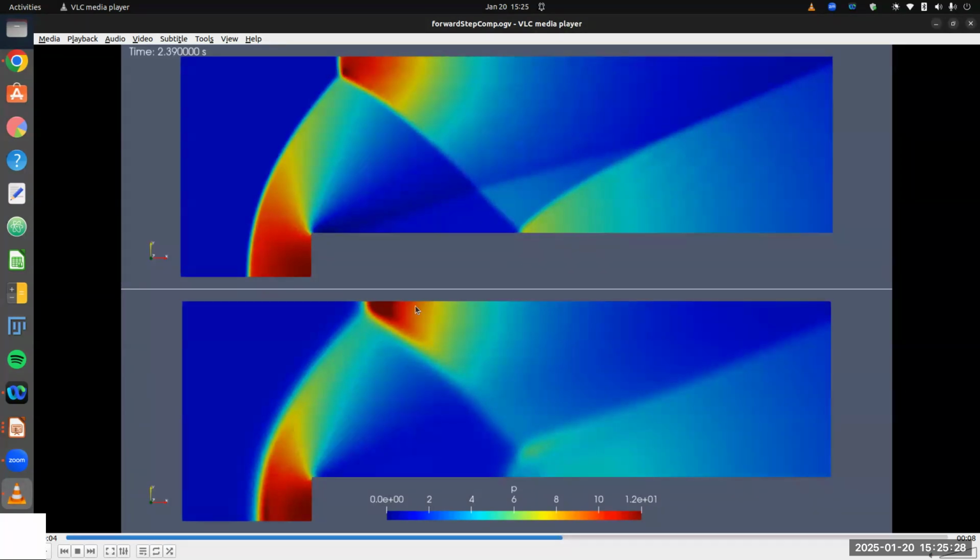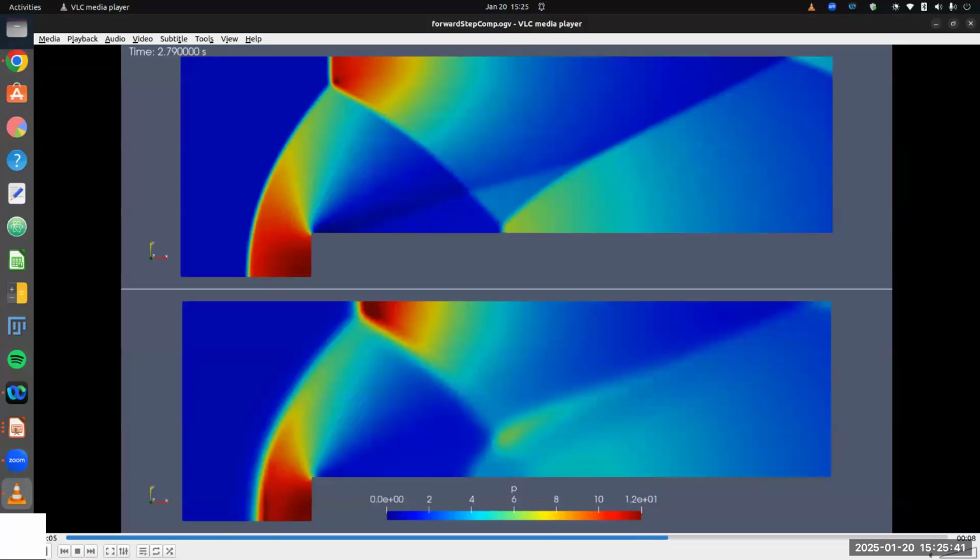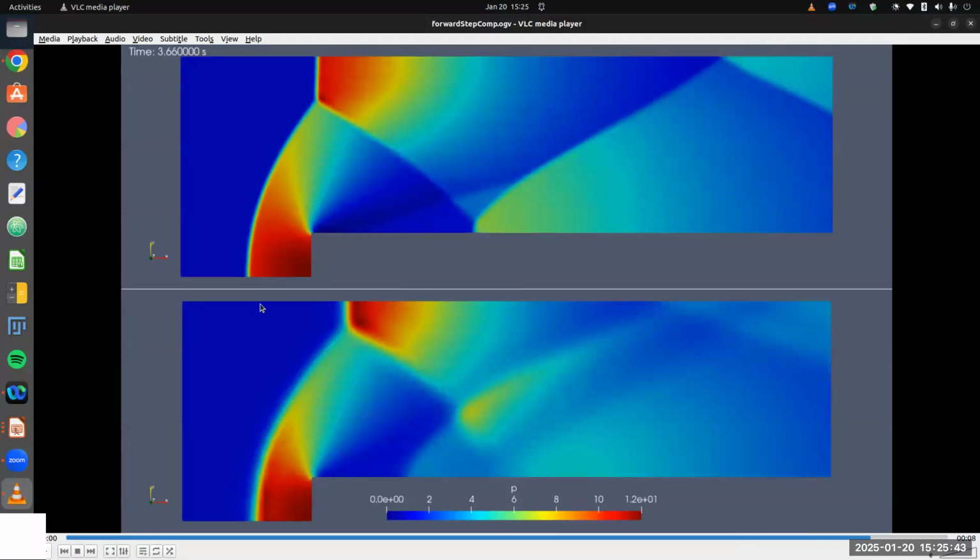On the bottom, the discontinuities are a bit less well defined than on the top. The gradients are smeared and not as sharp. I can run until the end. Also, the location is a bit different. For this test, they say that at 4 seconds, the leg of this shock should be aligned with the step. And we see here that the location is also different.